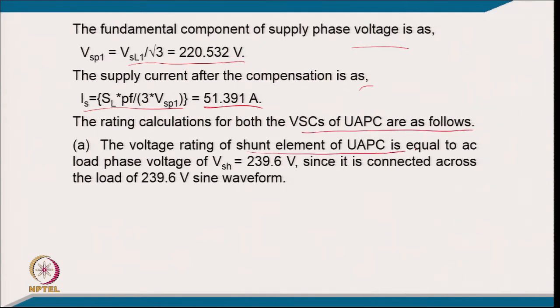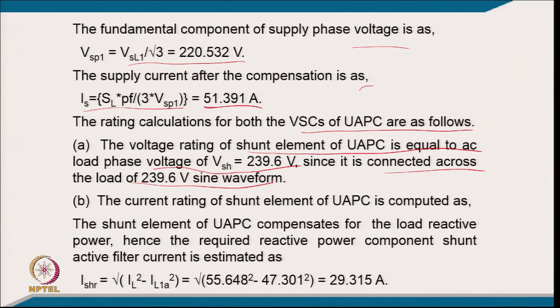So, the voltage rating of the shunt element is the AC load voltage, that is 239.6, since it is connected across the load of 239.6 volt sine waveform, and the current rating of the shunt element of the universal active power compensator is computed as follows.